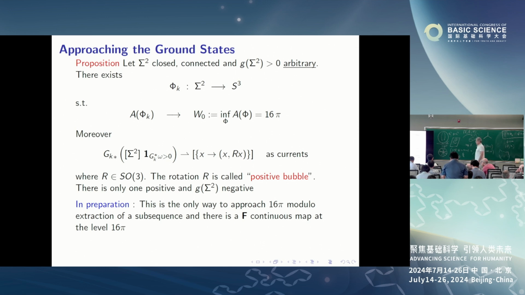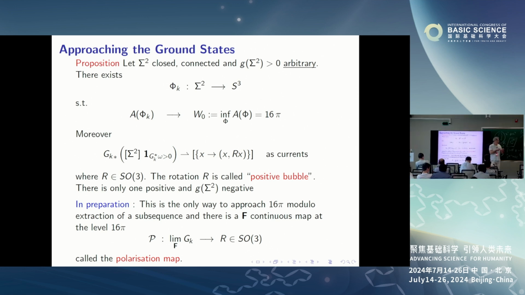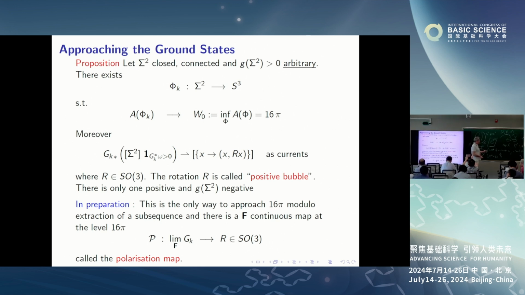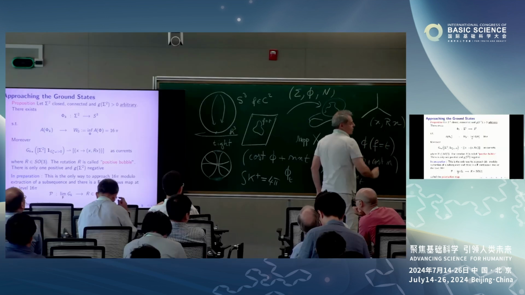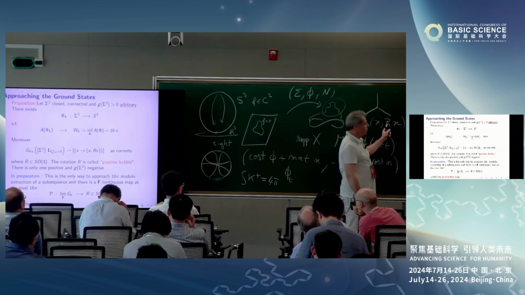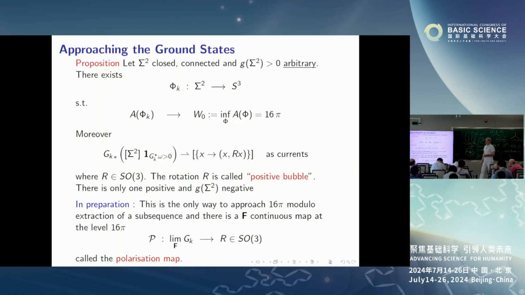And now you have an important map that I call the polarization map, which is going to assign you the rotation corresponding to the positive bubble. And you have to remember that all bubbles are of this form, where it's a constant rotation. So now the min-max is constructed out of this rotation. And I think I should be short in time.